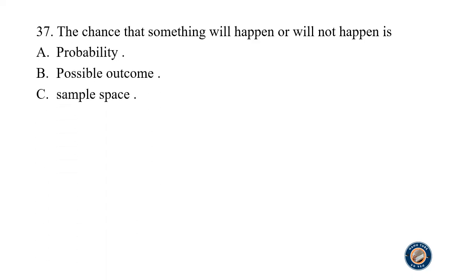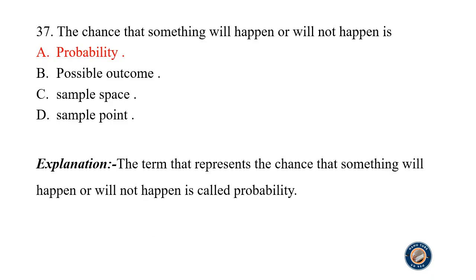Question number 37. The chance that something will happen or will not happen is A. Probability. B. Possible outcome. C. Sample space. D. Sample point. The answer will be probability. The term that represents the chance that something will happen or will not happen is called probability.